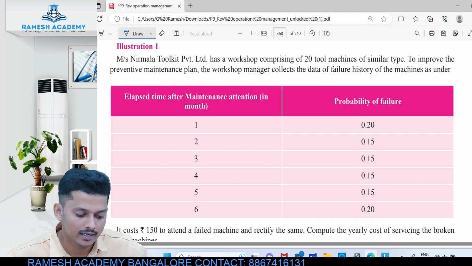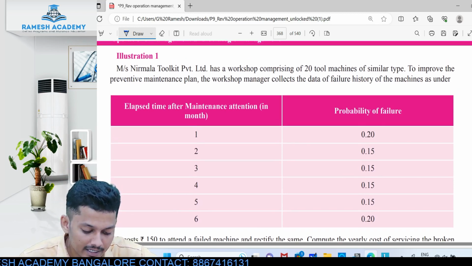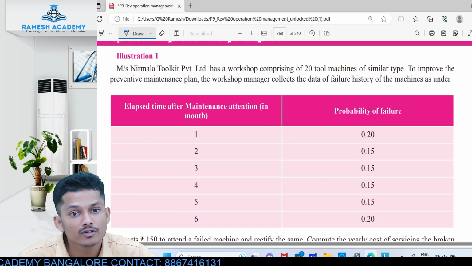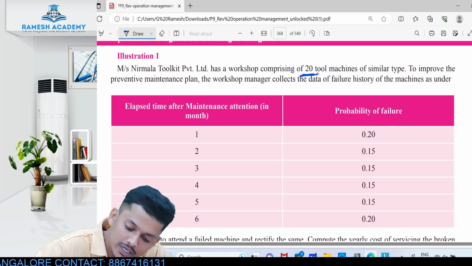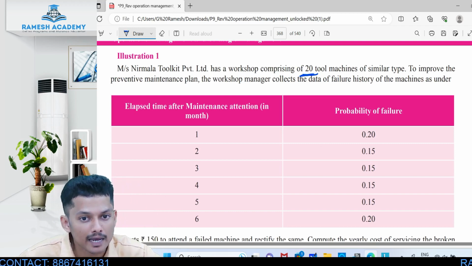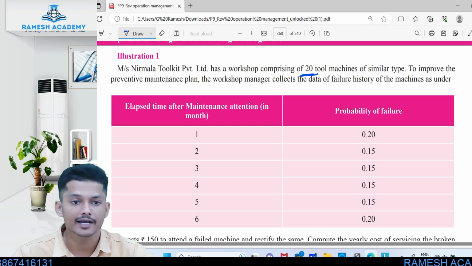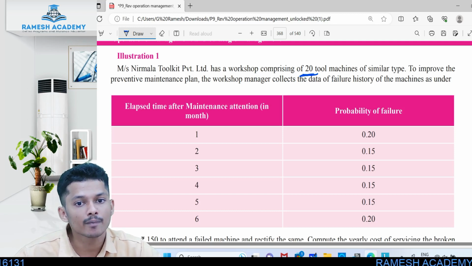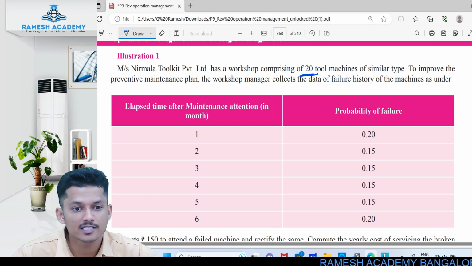Okay, see illustration 1. Nirmala Toolkit Private Limited has a workshop comprising of 20 tool machines. Underline this: 20 tool machines of similar type. To improve the preventive maintenance plan, prevention means before the repair occurs, before only we are taking the prevention. The workshop manager collects the data from the failure history of the machines as under.